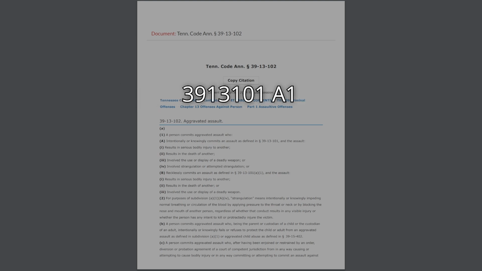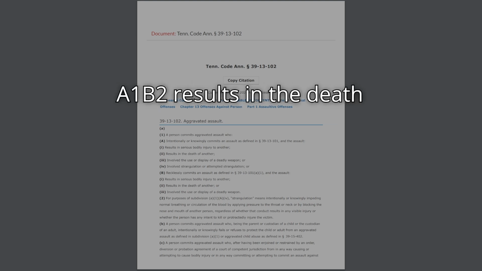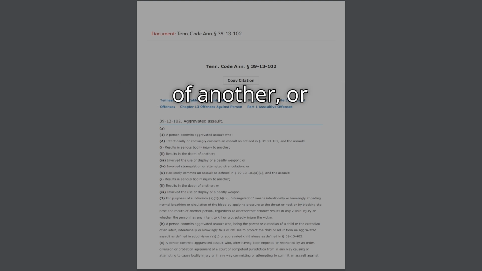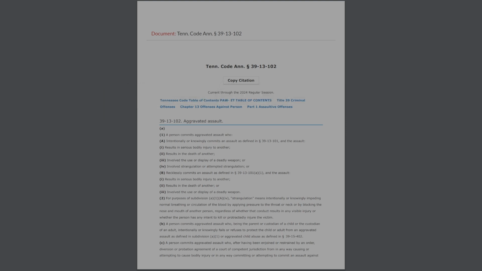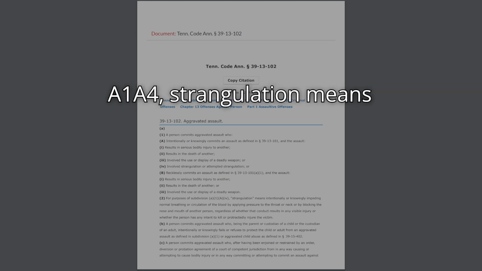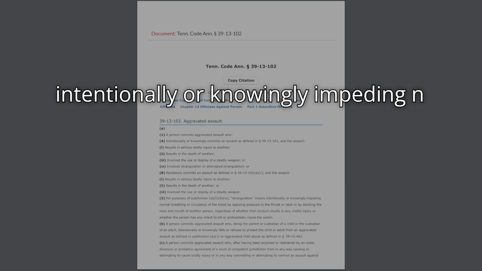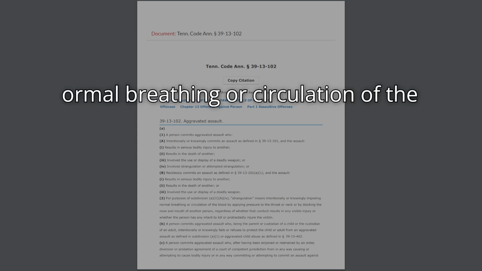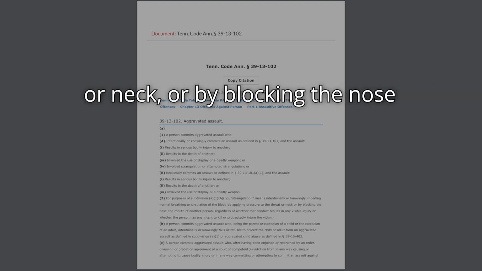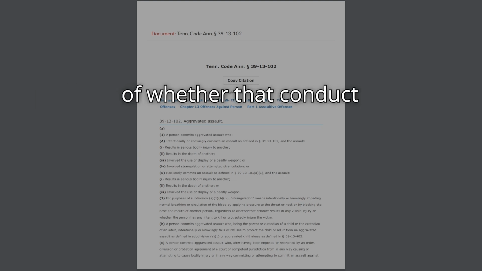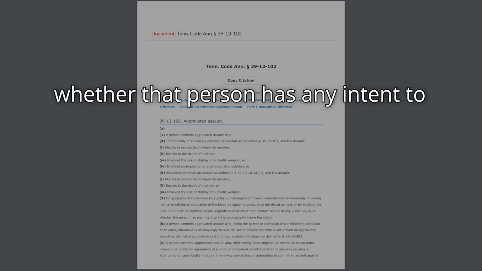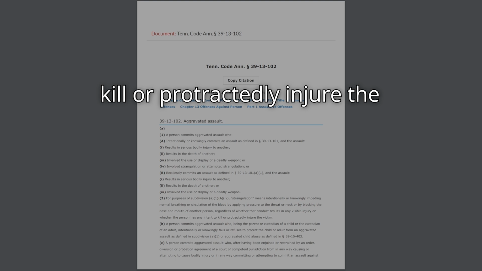assault as defined in 39-13-101(a)(1), and the assault, A(1)(B)(1) results in serious bodily injury to another, A(1)(B)(2) results in the death of another, or A(1)(B)(3) involves the use or display of a deadly weapon. A(2). For purposes of subdivision A(1)(A)(4), strangulation means intentionally or knowingly impeding normal breathing or circulation of the blood by applying pressure to the throat or neck, or by blocking the nose and mouth of another person, regardless of whether that conduct results in any visible injury or whether the person has any intent to kill or protractedly injure the victim.